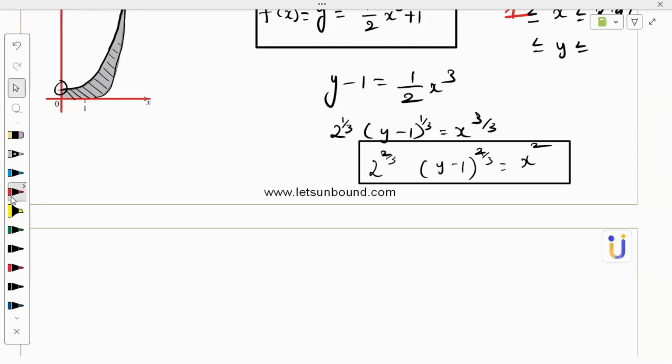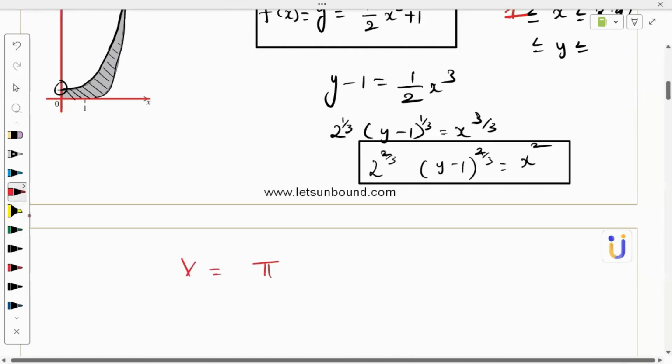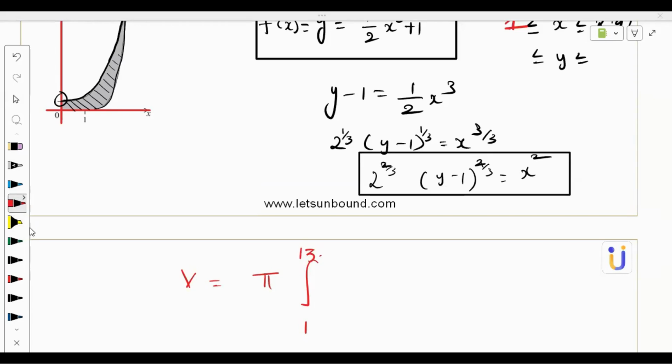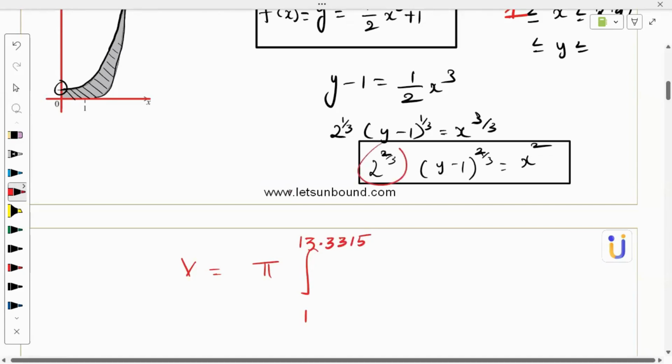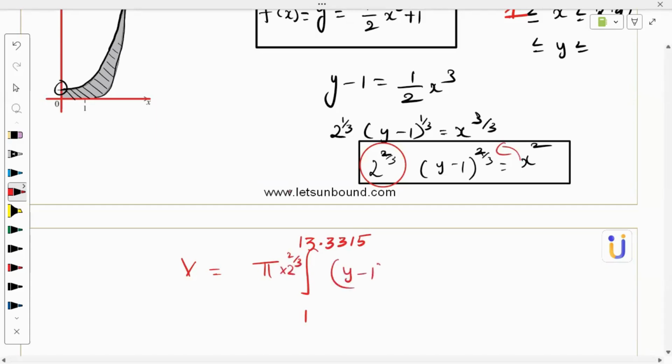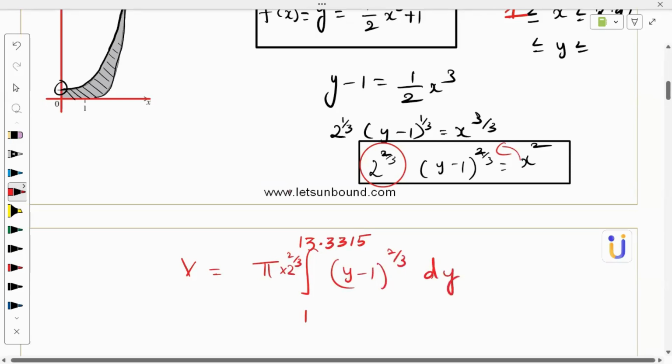So this volume is nothing but pi integral from 1 to 13.3315. Let's use that value itself. The final answer can be given to 3 significant figures, but for now take as many digits as possible. The constant is pure, so I substitute x squared as 2 power 2 by 3 times y minus 1 whole power 2 by 3 dy. That's it. We need to solve this integration, so we can switch to the graphic calculator again and complete it.